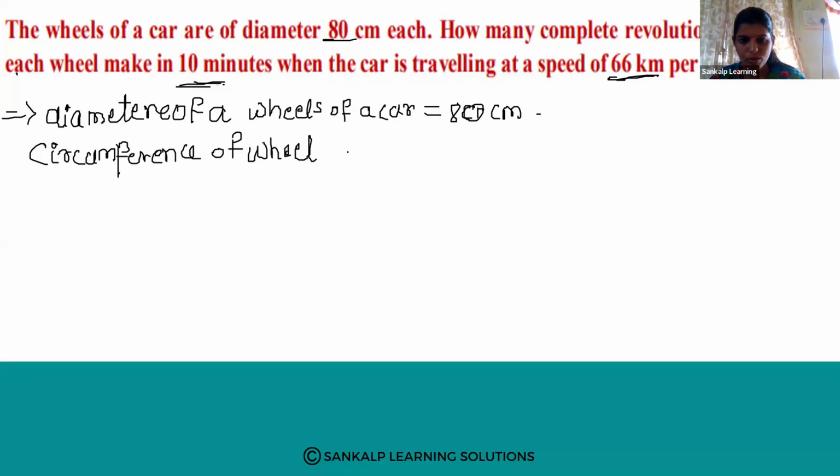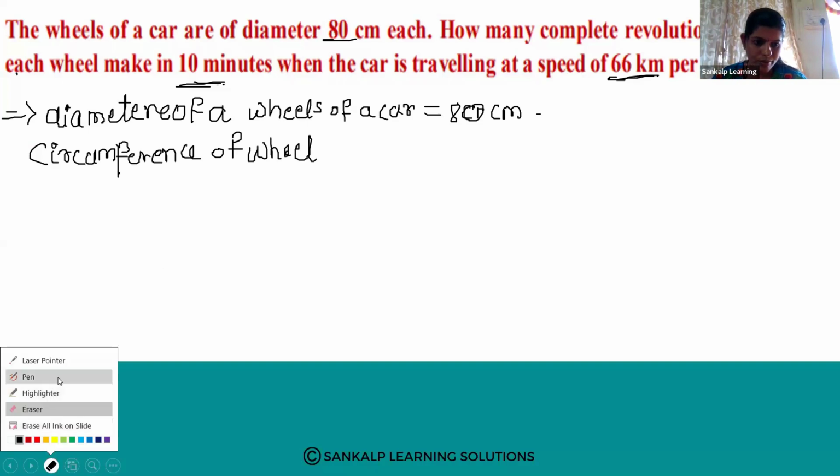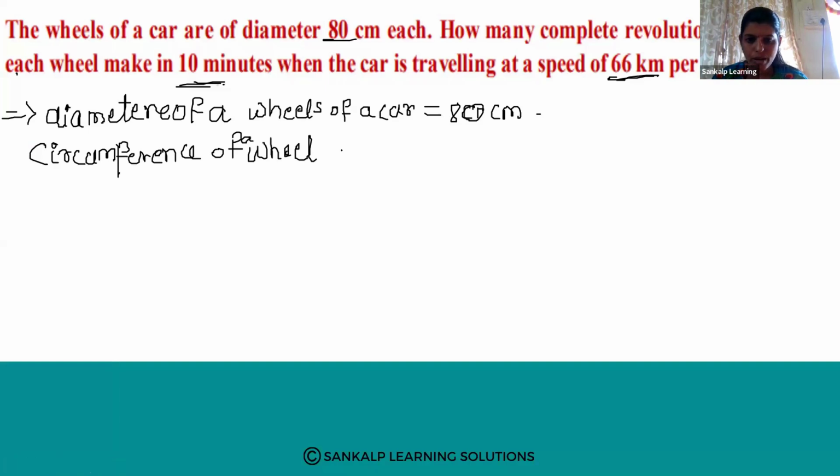So the circumference formula is: the circumference of the wheel is 2 pi r, right? That is C is equal to 2 pi r. Now, the diameter they have given. Yes, diameter means what? Diameter D is equal to 2R, right? So diameter D is equal to 2R.